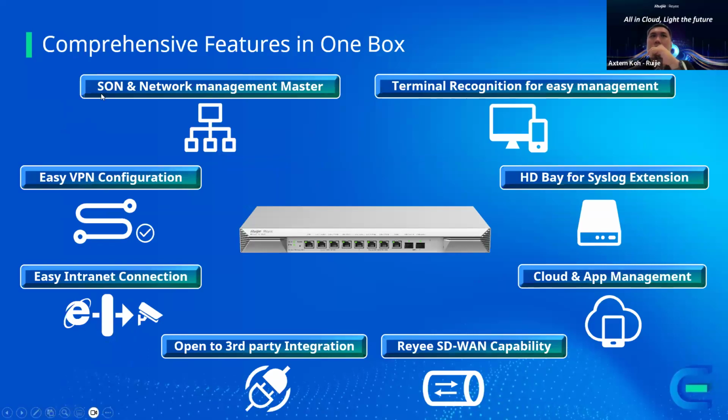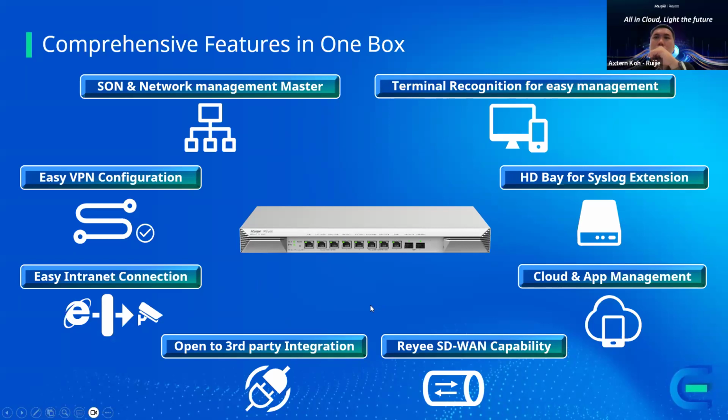I think everyone knows what SON is. SON is a self-organizing network. This EG also supports SON features, and it also supports our easy VPN configuration. This means you can use your mobile phone right now to build up the branch and HQ VPN using our EG1510. And for internet connections, it can easily connect the intranet connections. Which means, during the intranet, maybe your camera needs to go through another port coming out, you can control the traffic as well.